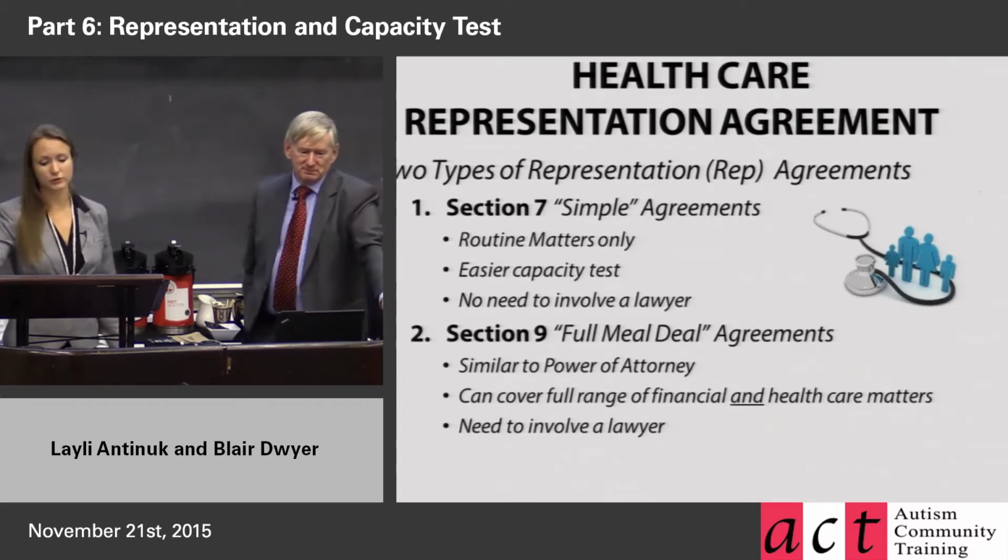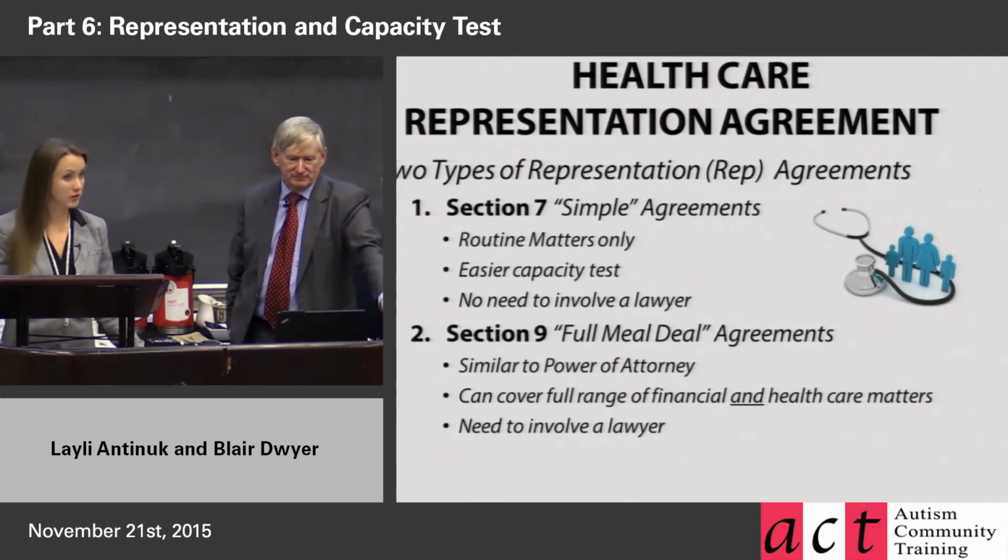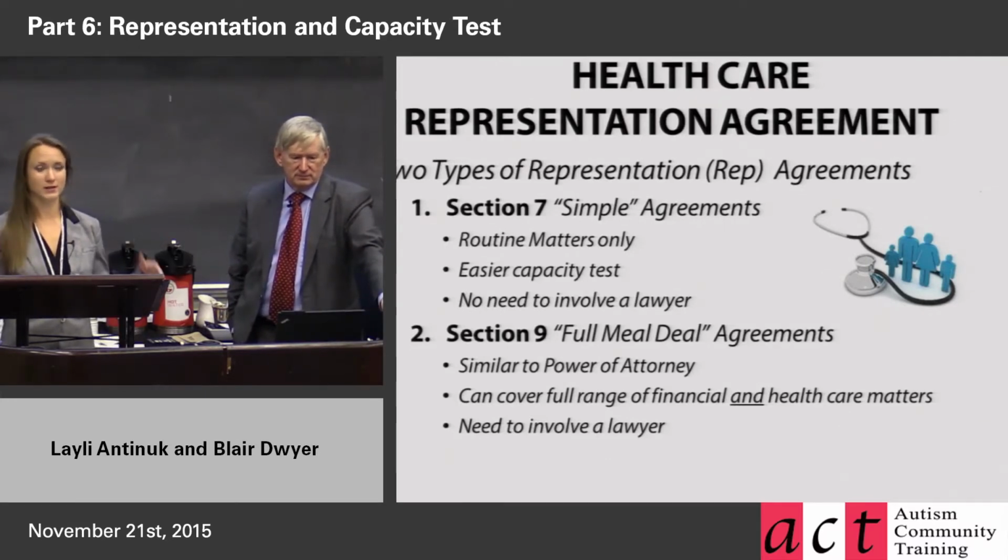Yeah, so there's two types of representation agreements under the legislation. There's one that's a Section 7, and then there's a Section 9. And Section 9 has a little bit of a higher capacity test and a little bit more powers that are given to the representative.